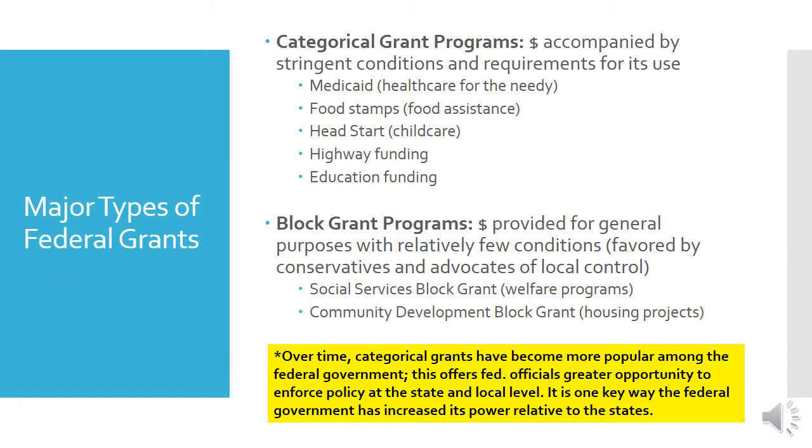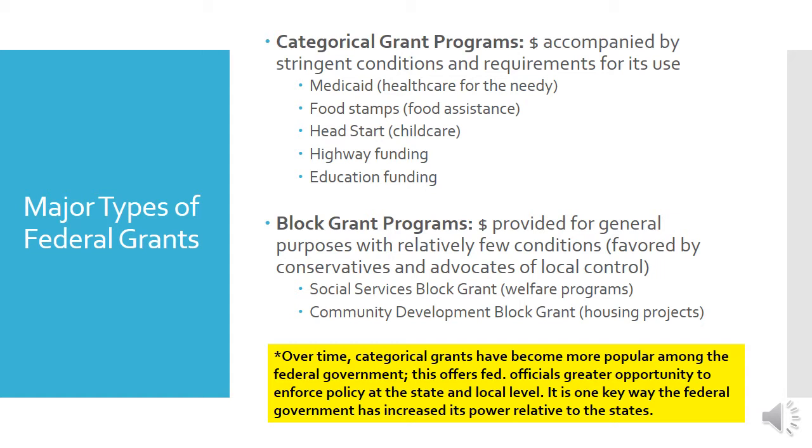Okay, so let's talk about, we'll review these two major types of grants. This is money coming from the federal government to the state governments. Broadly speaking, you can divide any type of a federal grant into one of these two categories. You either have a categorical grant or a block grant.